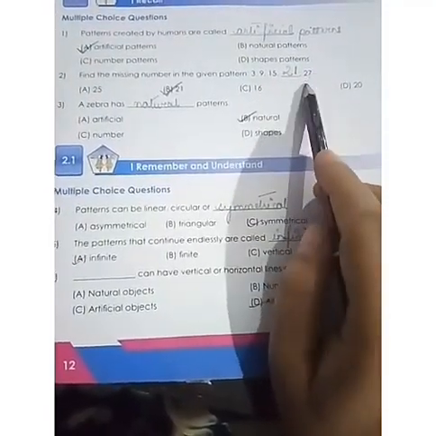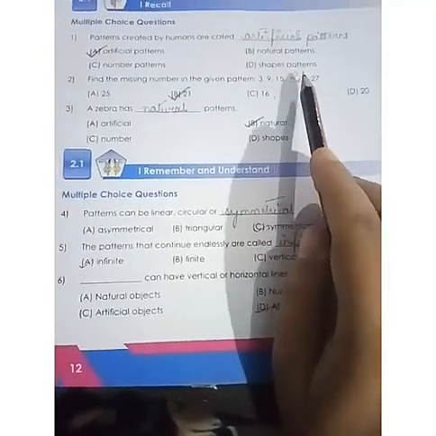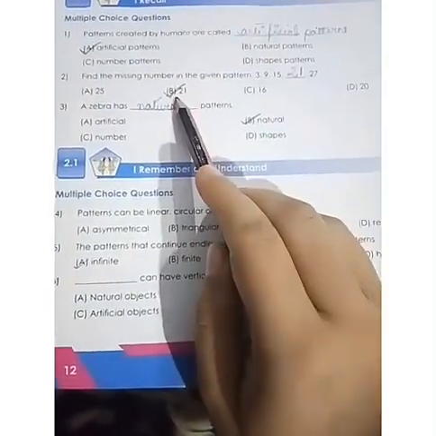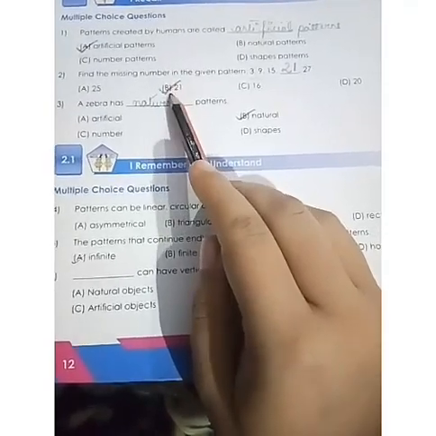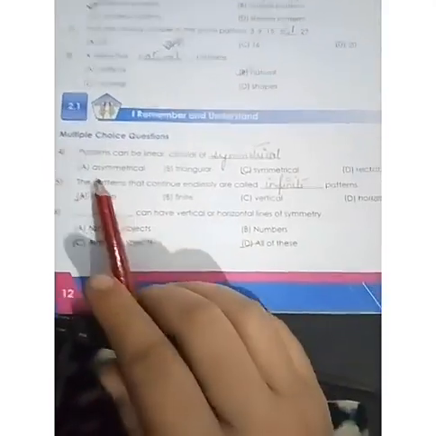So in this way we can do the pattern for number here for this pattern particularly. Alright. The answer is 21. Give the tick mark in B and in the bracket you write B. A zebra has dash patterns, that is natural patterns. Option number B.